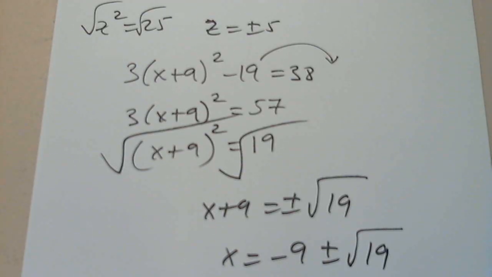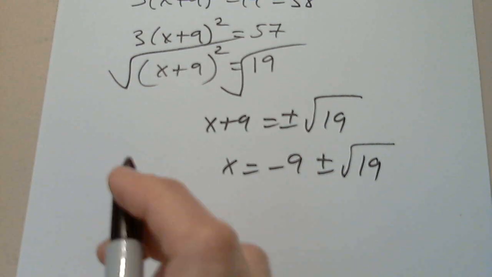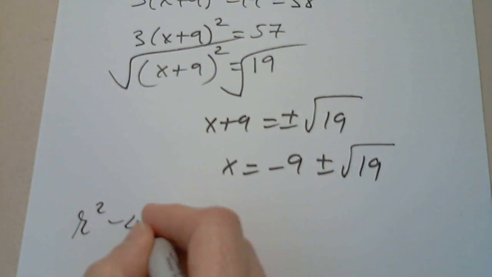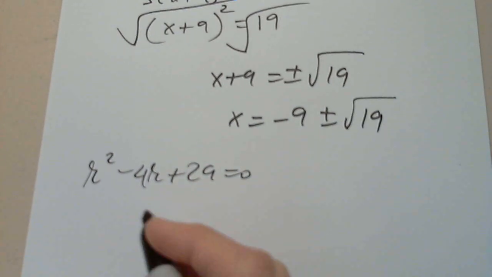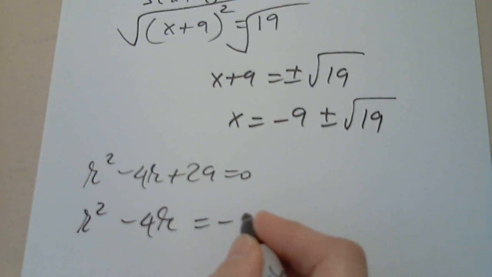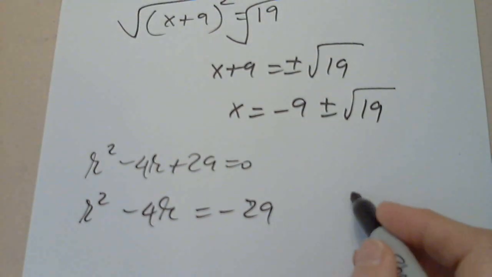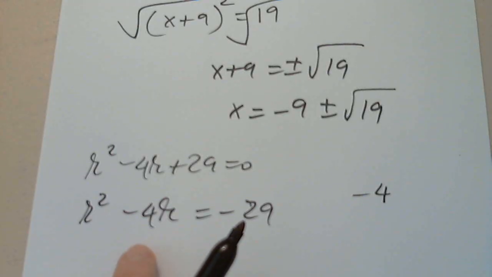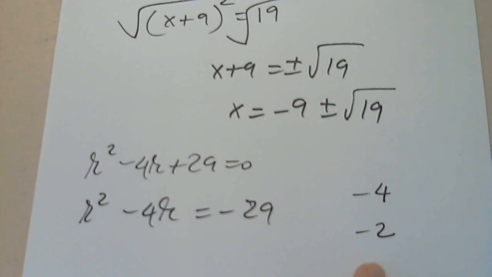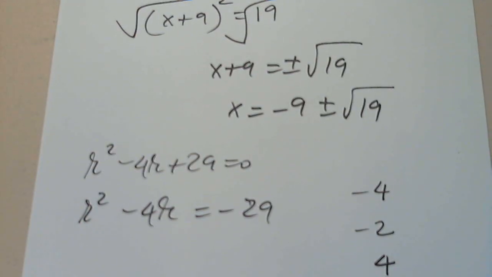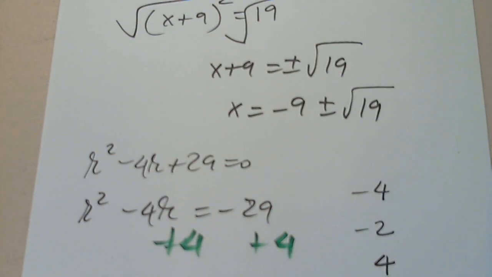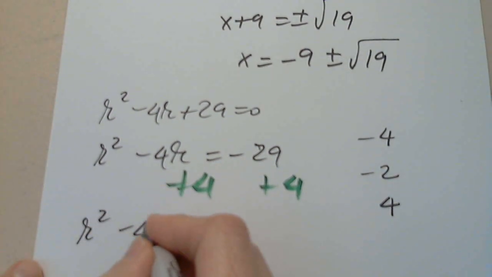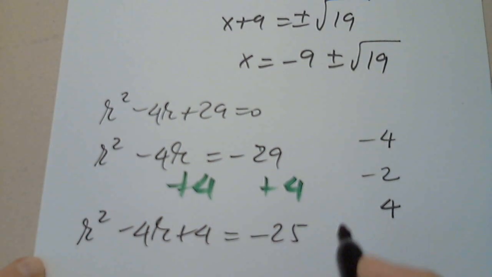Okay, so completing the square. Yes, well, let's subtract 29, that's fine. The middle coefficient is negative 4. Second step, we divide this by 2. We square negative 2. And this is what we add to both sides. So plus 4 and plus 4. So r squared minus 4r plus 4 equals negative 25.